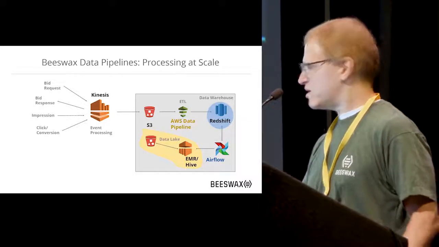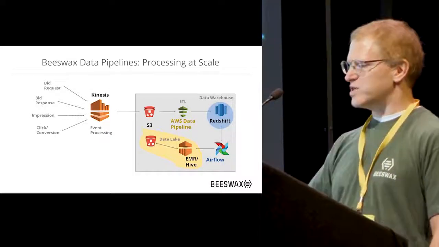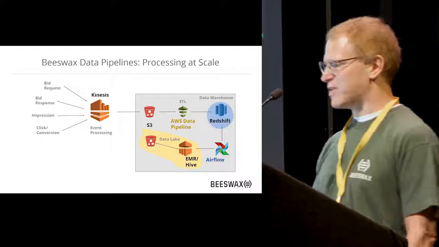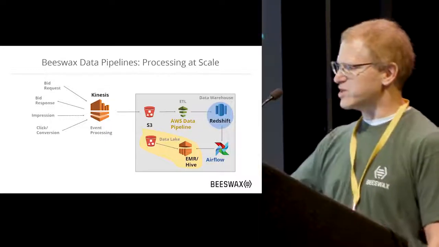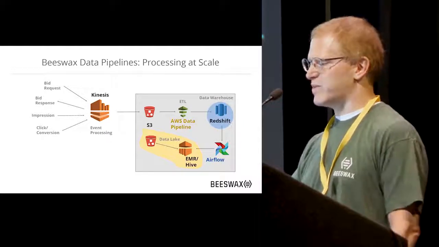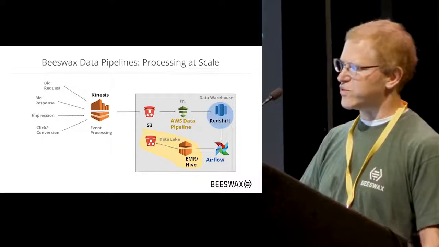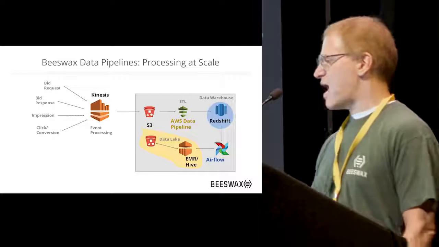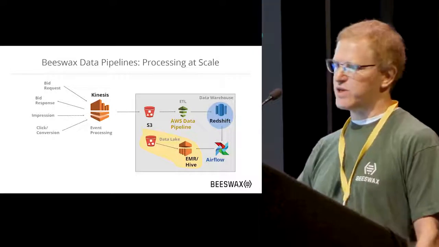This is a little out of order, sorry about that. This is showing the scale I was mentioning. We've got billions of auctions coming in and tens of billions of requests. We log all the requests. And we've got hundreds of millions of impressions.